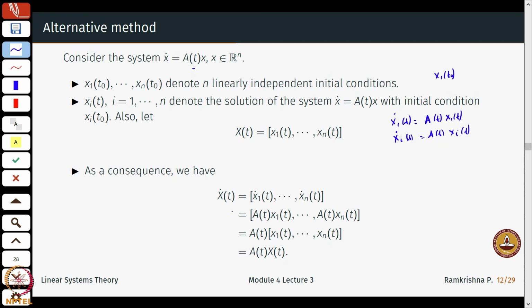And therefore, I can write this as again some kind of a matrix differential equation. So, X dot of t, where X is now an n cross n matrix, is A of t X of t. I am just combining these solutions.